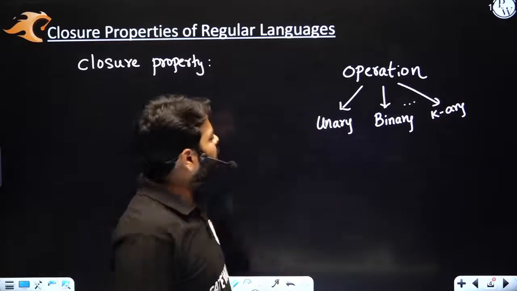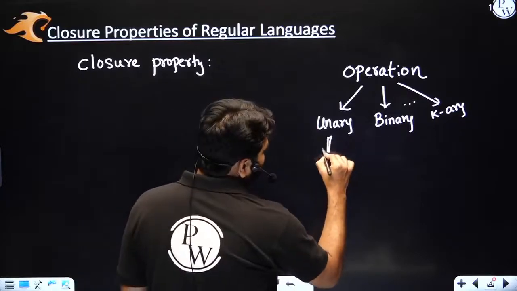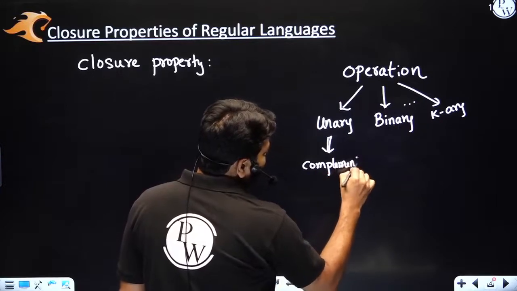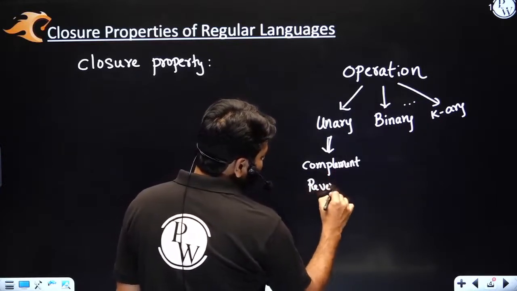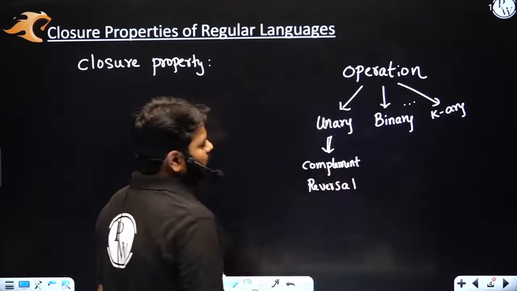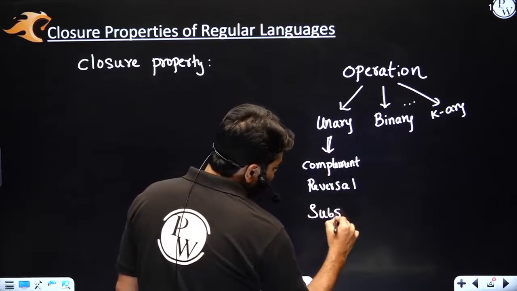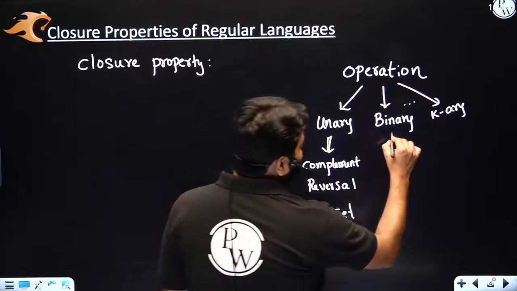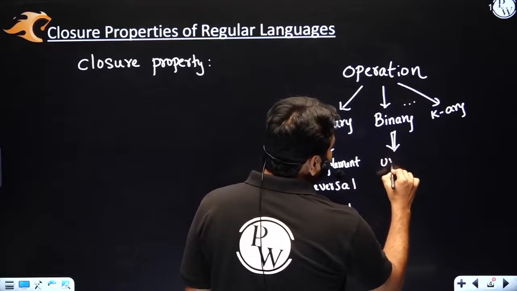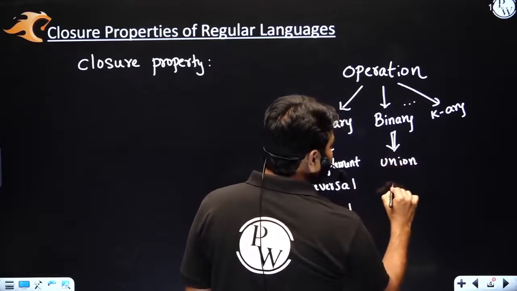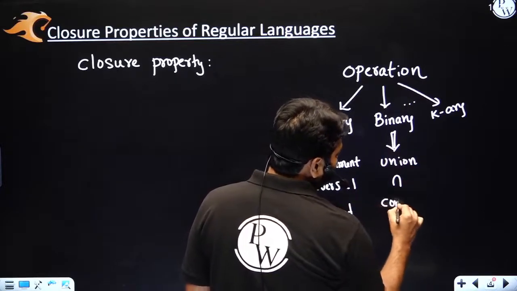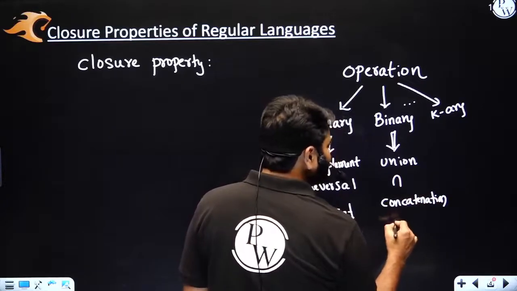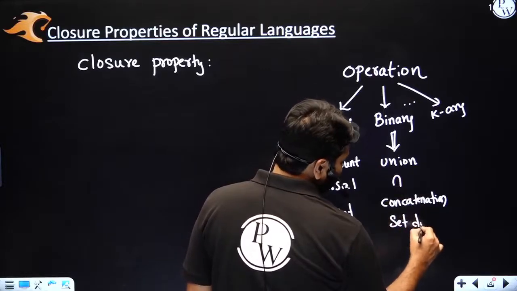Examples in unary: you will see complement or a reversal operation over the language, and maybe sometimes subset operation. These are the closure properties you are going to look into. And in binary operations, you will start with basic union, intersection, maybe sometimes you will see concatenation, or you will see set difference or language difference.